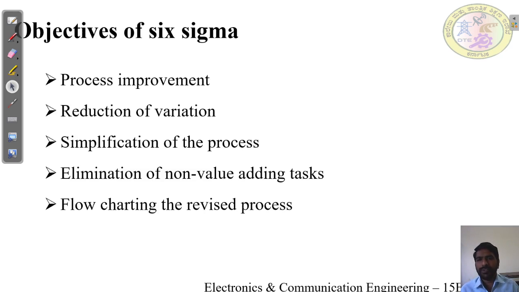The main objective of Six Sigma is to improve the process, reduce the time, and reduce the variation. If there are multiple processes, they need to reduce the variation and simplify the process. They want to eliminate non-value-added tasks. And after revising the process, they need to prepare a flow chart so that all the employees can understand it. These are all the objectives of Six Sigma.